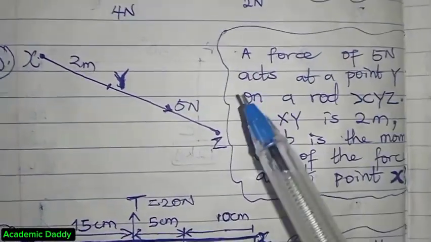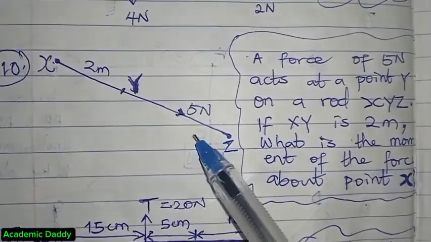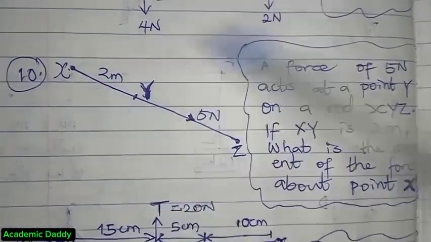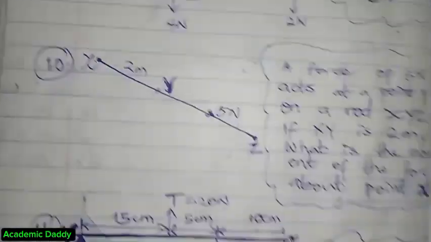So you see this question now. The force is acting in the same direction with the distance. So for that reason, the moment will be zero. There will be no moments there.